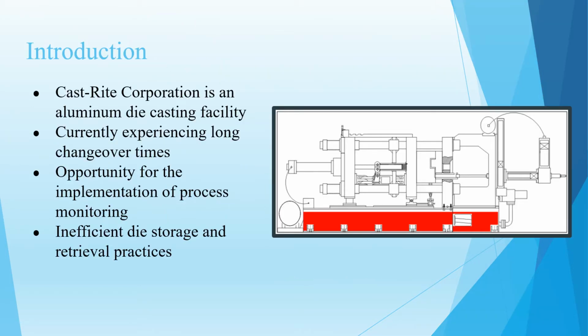Cast-Rite Corporation is an aluminum die casting facility located in Gardena, California. Currently they're experiencing long changeover times. They believe that they have some opportunities for implementation of process monitoring, and they believe that they have inefficient die storage and retrieval practices that can be improved.